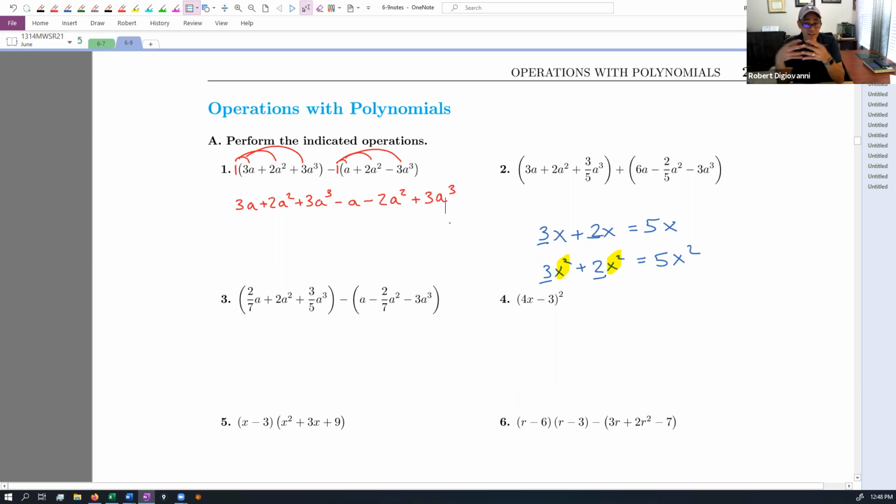And then we begin collecting the like terms together. So let's just start with the a's. I have 3a here. I have another a right here, minus a. Then I'm going to do the a squareds, those two. And then I'll do the a cubes, which would be these, add those together.